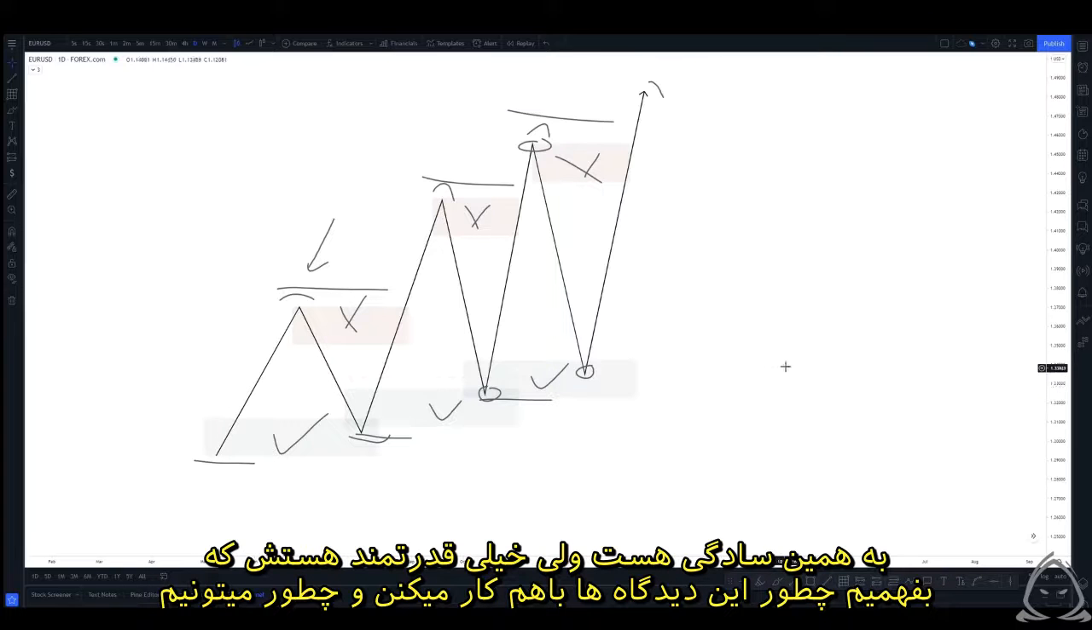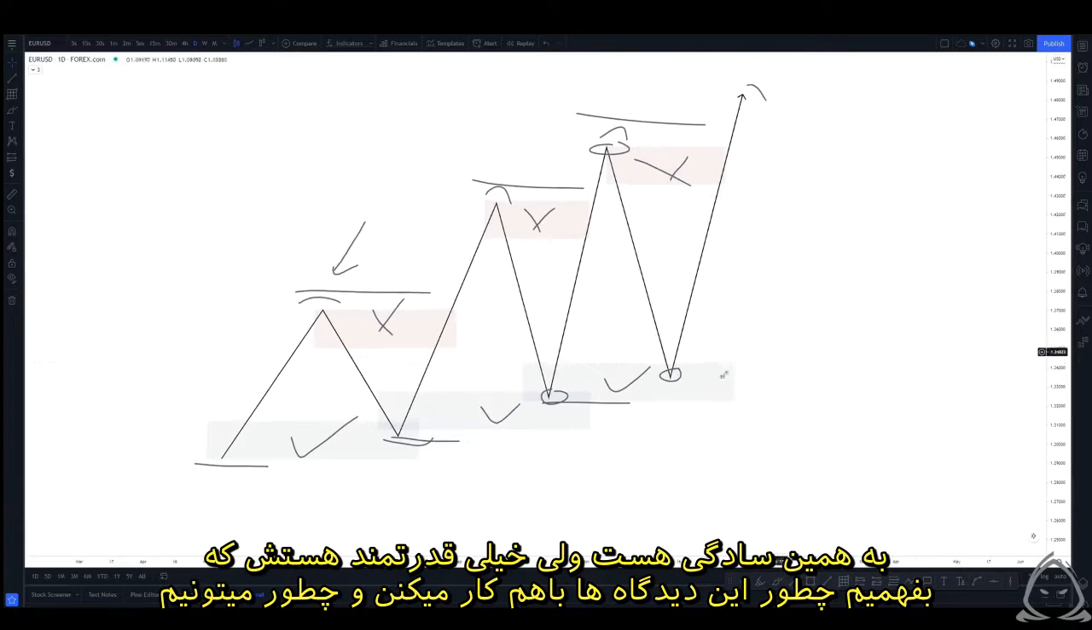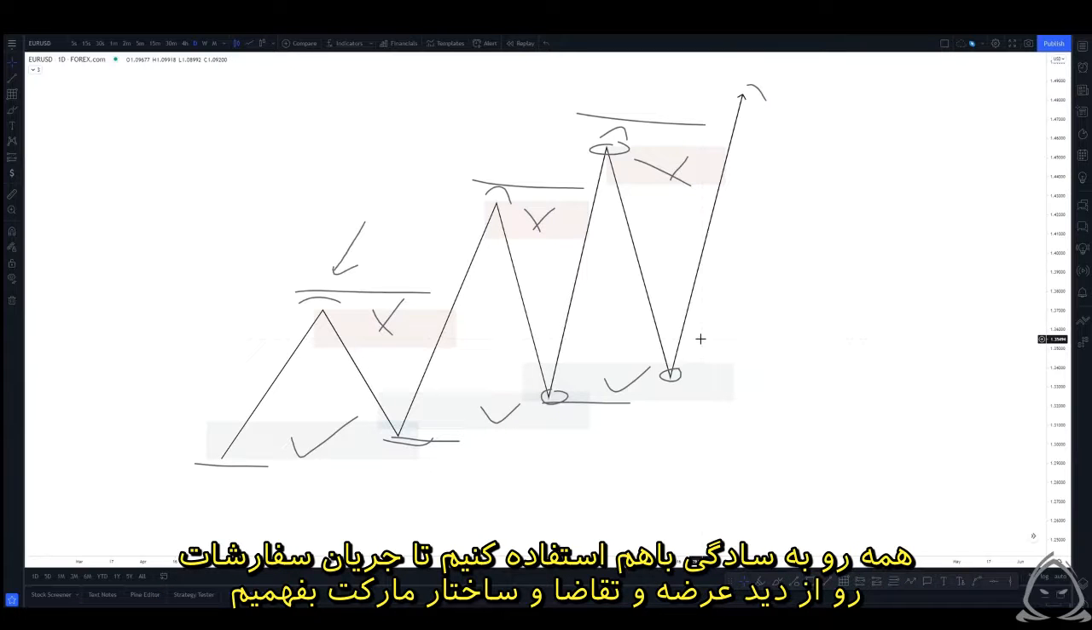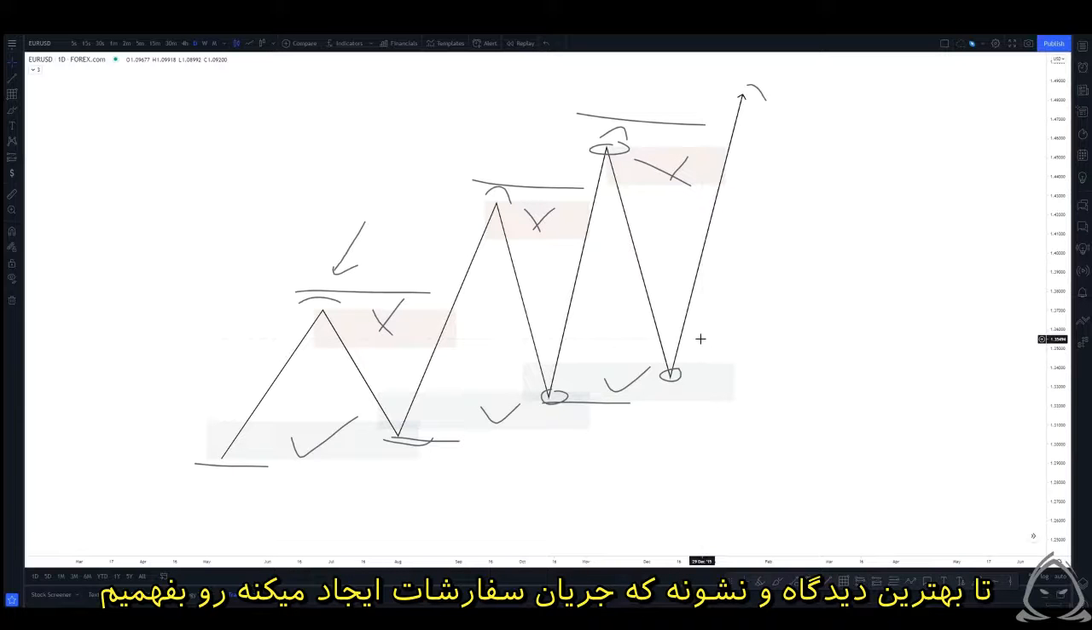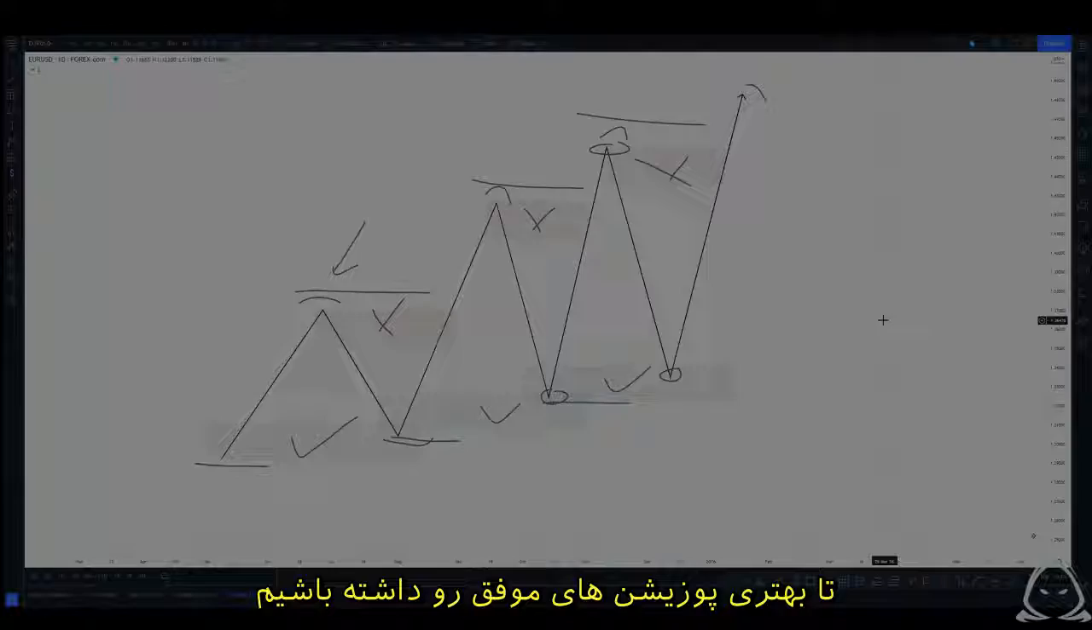It's as simple as that, but it's incredibly powerful to understand how all these components work together and how we can use them in a convenient package to understand order flow from a supply and demand and market structure perspective, to get the best possible idea and indication of what order flow is suggesting so we can put ourselves in the best positions to win.